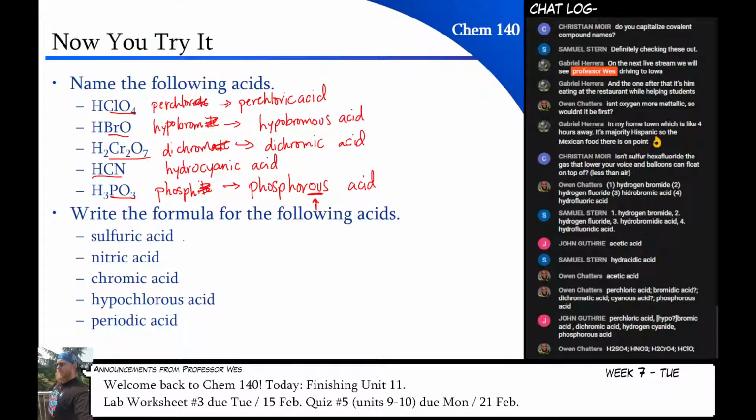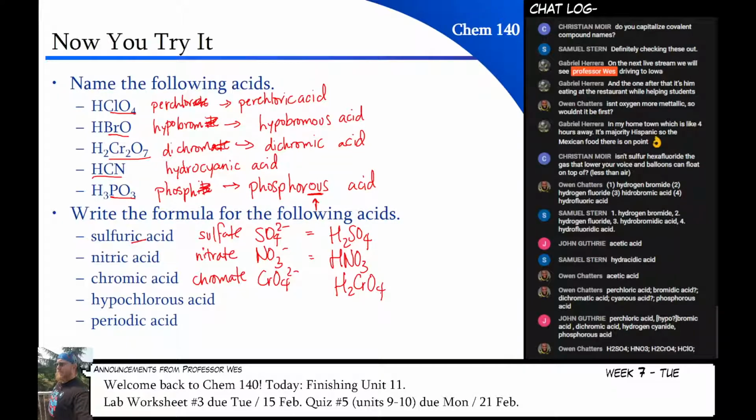And then down here, sulfuric acid would be, so "ic" would be "ate," so this is sulfate, SO4 2 minus. And so that acid would be H2SO4. Nitric acid would be nitrate, which is NO3 minus. That would be HNO3. Chromic acid would be chromate, which is this. So that becomes H2CrO4.